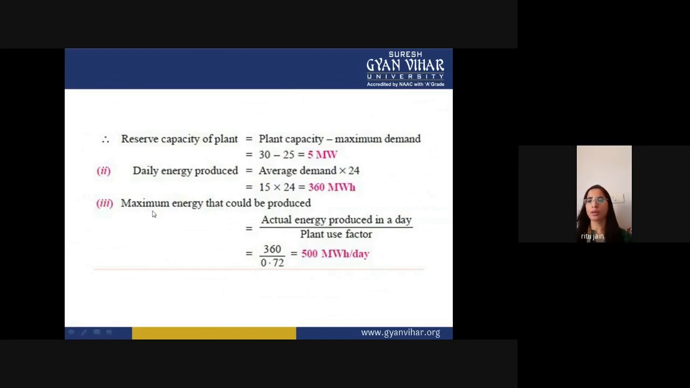Maximum energy that could be produced. So maximum demand, that maximum energy, you have to calculate the energy. So actual energy divided by plant use factor, you can get the maximum energy or plant capacity of this substation. So it can generate 500 megawatt hour per day, but it is generating only 360 megawatt hour on daily basis. So this is about your maximum energy and daily energy production.